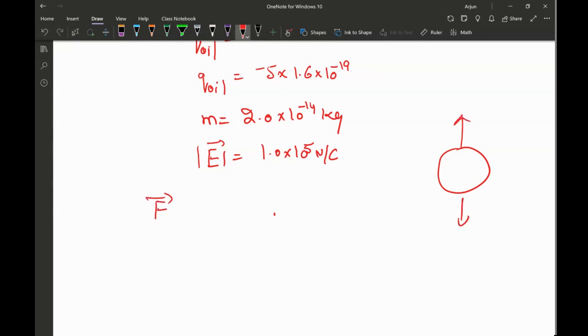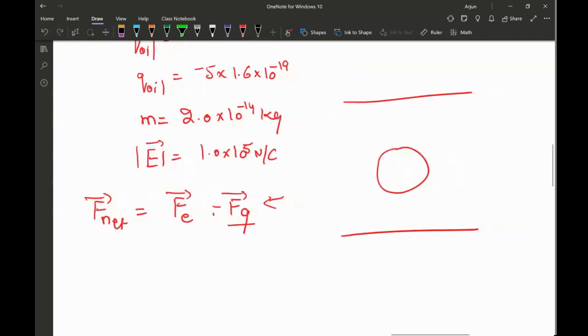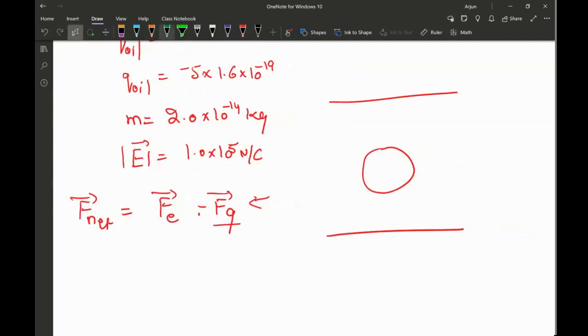So F net, which is what we are looking for, is equal to Fe minus Fg, because Fg always acts in the downward direction, so I've placed it as negative. Now let's try and draw the diagram for this one. The word suspended is not used, so I cannot say that one force is upward and another has to be downwards. So let's figure out where the forces are.